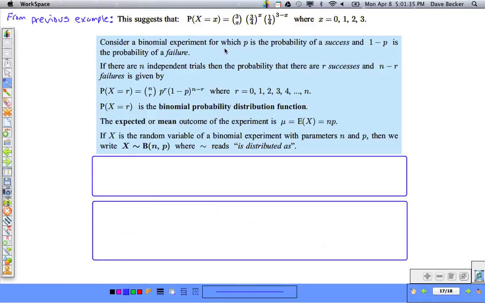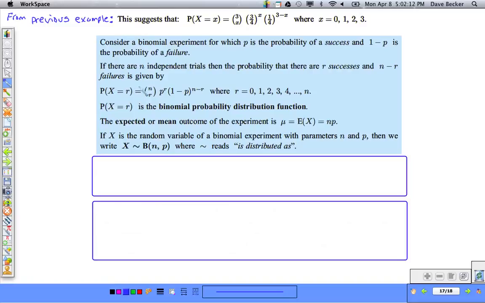Consider a binomial experiment for which p is the probability of success and 1 minus p is the probability of failure. That's very important. P is always success, 1 minus p is always failure. If there are n independent trials, well, the number of trials in the experiment we did before was 3 because we spun the spinner 3 times, the probability is given by P(X = r) equals n choose r times p to the r power times (1 minus p) to the n minus r power. And r is always going to be integers.